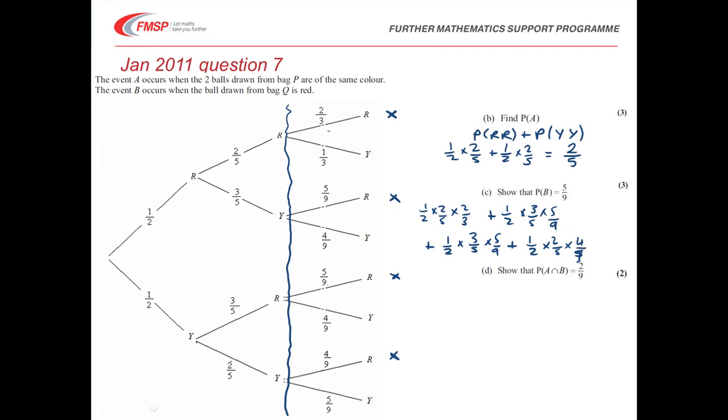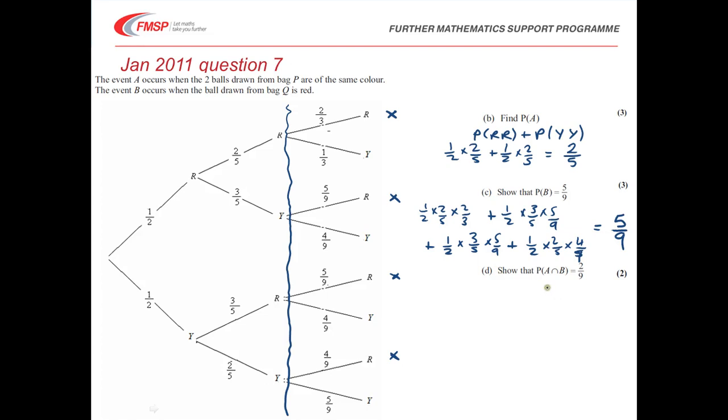It's a 3-mark question, and you get a mark for identifying at least one of these 4 multiplications. If you get one of these correct, you get your first method mark. Your second method mark is for noticing that there are 4 of them and you need to add them together. Assuming that they're all correct, you will then get your accuracy mark as well. You can still get your method mark if your probabilities are not quite right, but then you're not going to get 5/9.